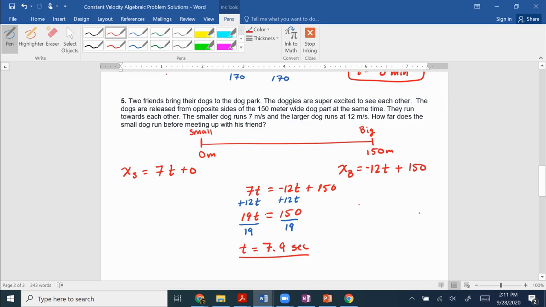So we just got to plug this back into one of the equations. We'll just plug it back into that equation to figure out how far the small dog has run. And that's just going to be 7 times 7.9, and that's going to be 55.3 meters. So that's how far the little dog had to run.